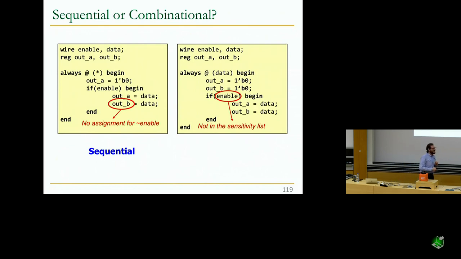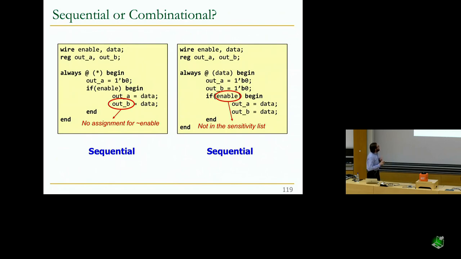I guess I gave you the answer over here, right? This is also sequential, because enable is not in the sensitivity list over here. Make sense? So this always block gets evaluated when data changes. When data changes, you assign out A and out B, and you also look at enable. But you don't sample enable, right? So if enable changes but data stays constant, nothing changes over here. That's the issue over here.